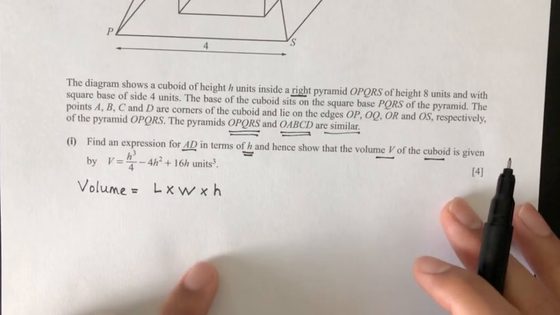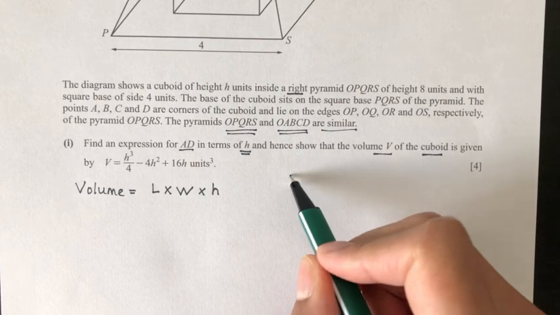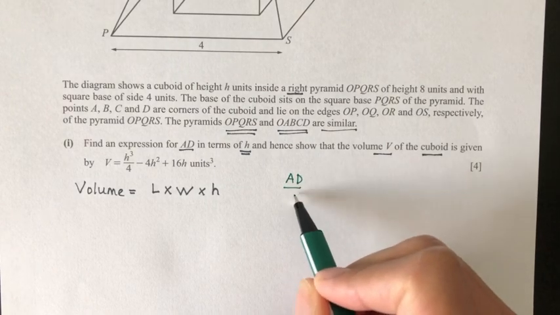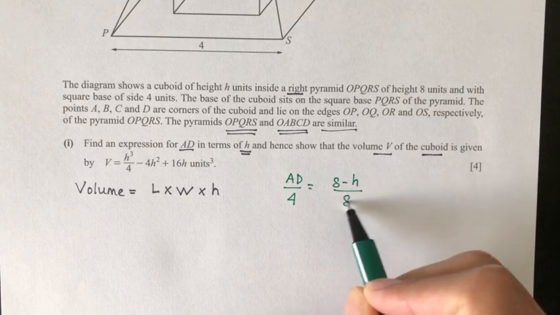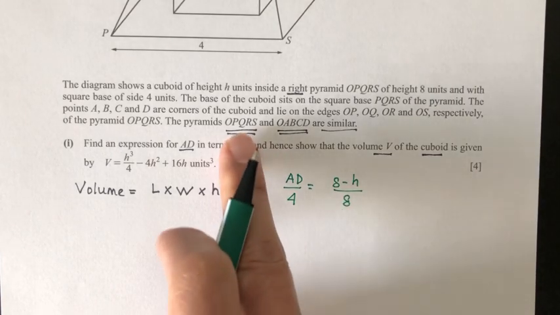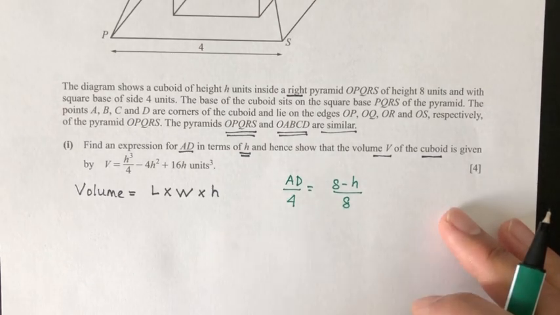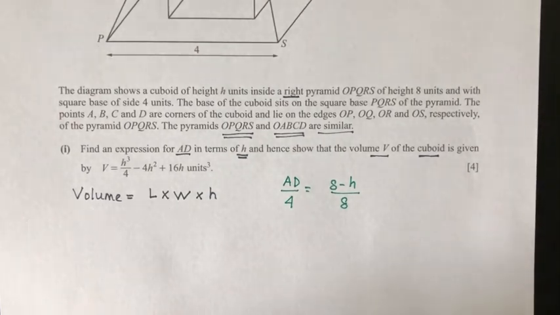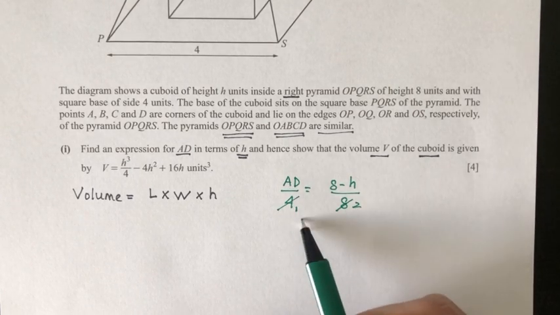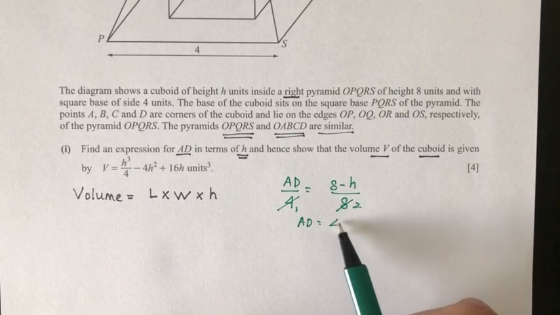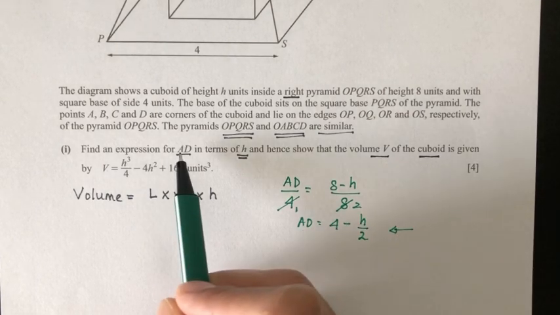Now let's solve this to express AD in terms of h. Right now we have AD over 4 is equal to 8 minus h over 8. We can do this because it is given that these two are similar, so the corresponding sides are proportional to each other. That's what it means. Now let's simplify. Divide by 4, that will be 2. So AD is equal to 4 minus h over 2. That is the first part, AD in terms of h.